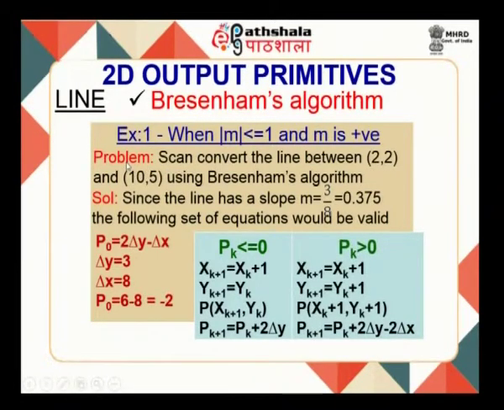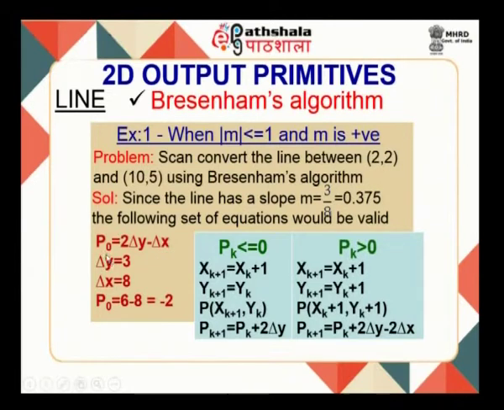Let us take the problem: given two endpoints of a line (2, 2) and (10, 5), how do we compute the in-between points using the Bresenham's line drawing procedure? If we calculate the slope for the line given the endpoints, m is equal to y2 minus y1 by x2 minus x1, which is 3 by 8, which is 0.375, and it is less than 1. So, it is a line whose slope is less than 1 and also positive.